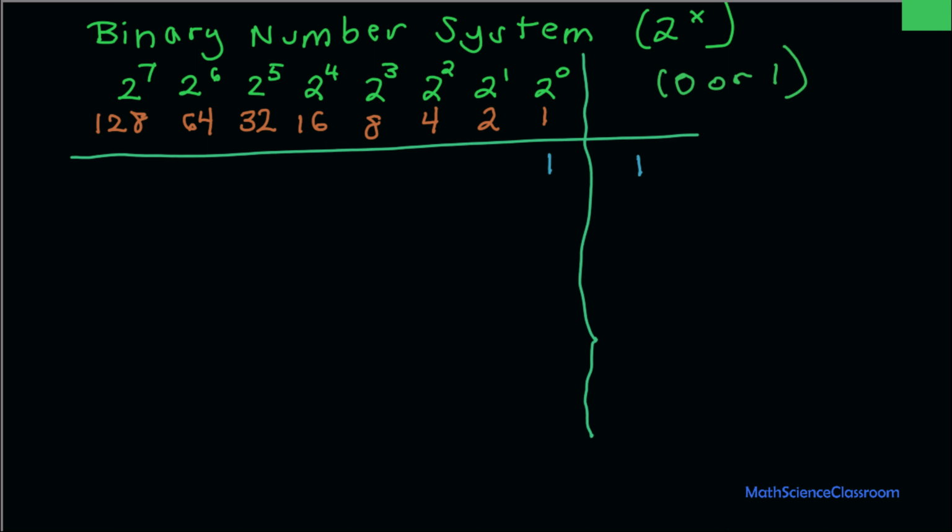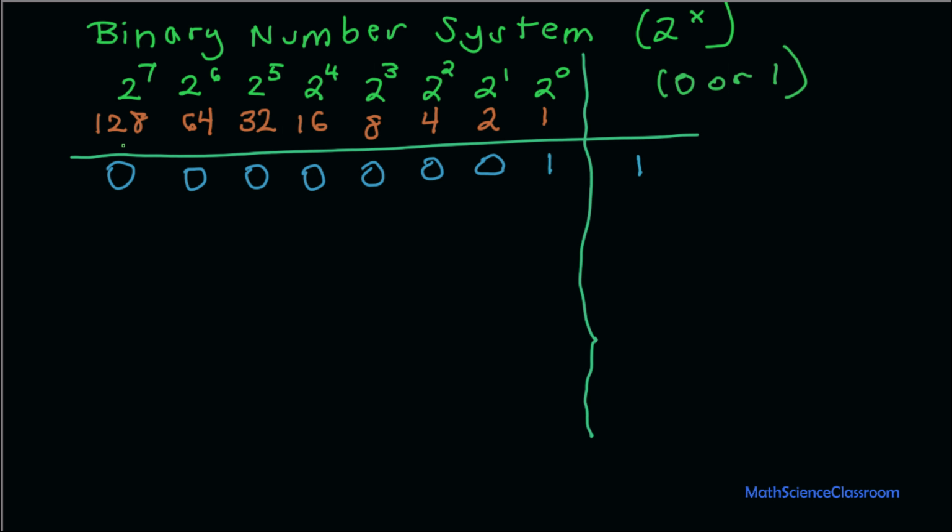So we have the number 1 in the first position, and the rest of these we fill out with zeros. So it has 8 digits, which we call a byte. It's 8 positions. And that is the number 1.